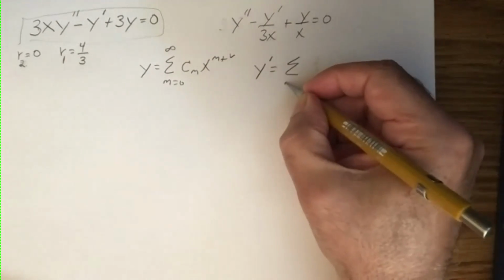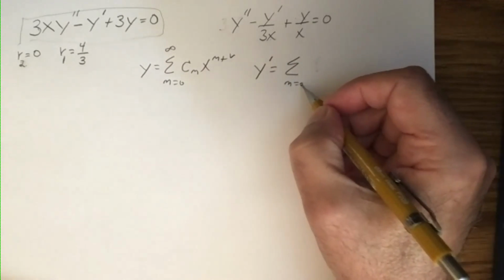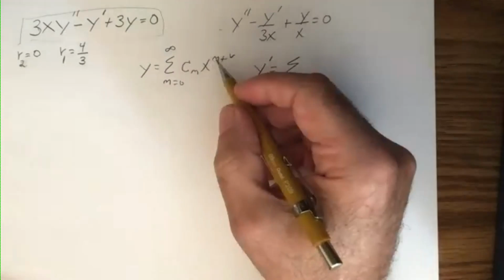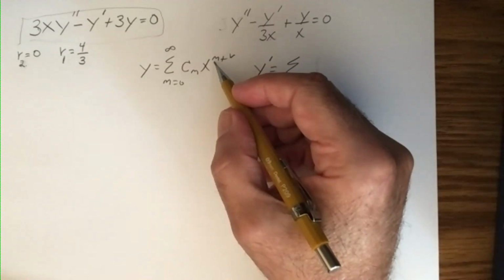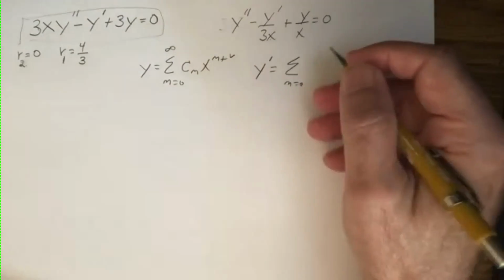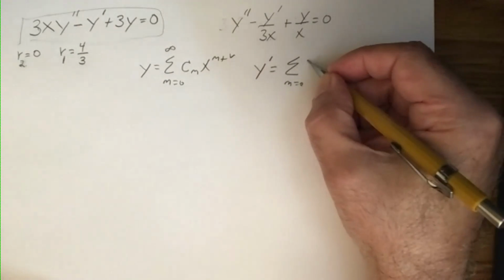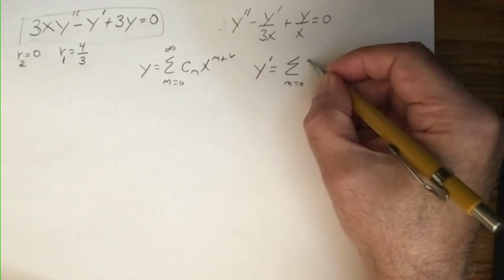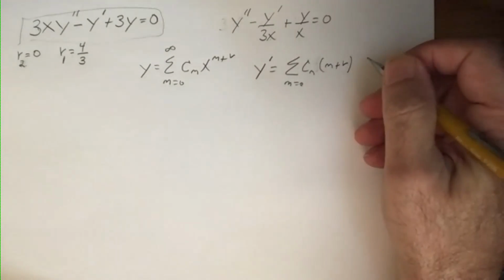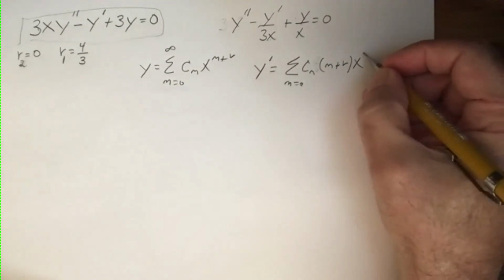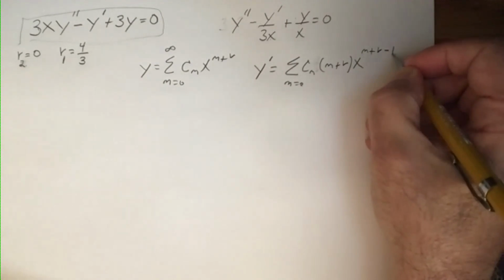Now, when we do the method of Frobenius, we have to continue. We have to start at n equals 0, right? With the other method, I could start at 1 because I'm bringing down an n. But when I have this r here, I still have to start from 0. So this is going to be c to the n plus r, and then x to the n plus r minus 1, right?